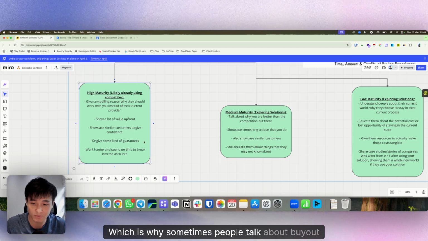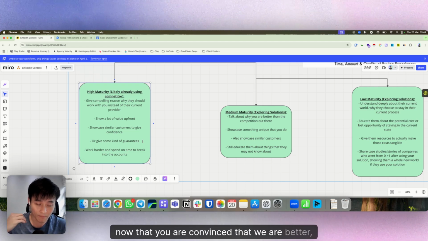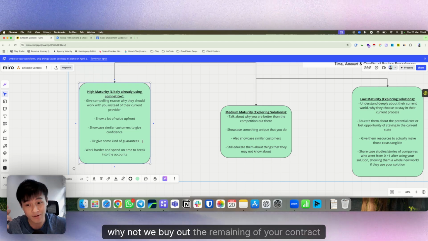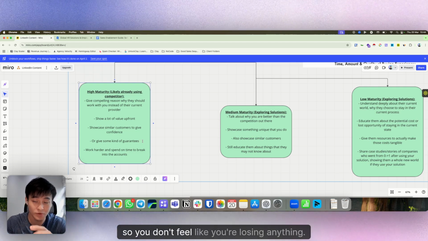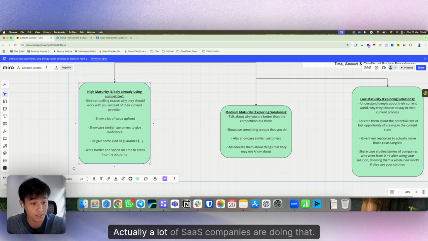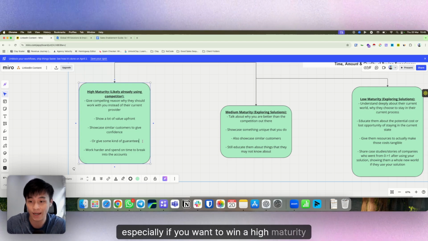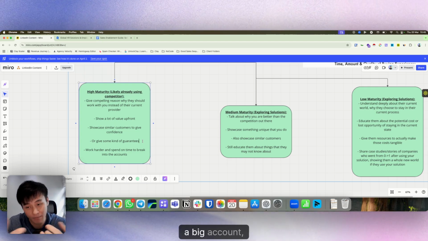Which is why sometimes people talk about buyout contracts, meaning, hey, now that you are convinced that we are better, why don't we buy out the remainder of your contract so you don't feel like you're losing anything. And in the US, a lot of people are doing this, actually. A lot of SaaS companies are doing that. So this is pretty good, especially if you want to win a high maturity market, a big account, for example.